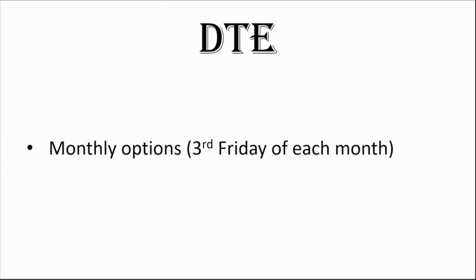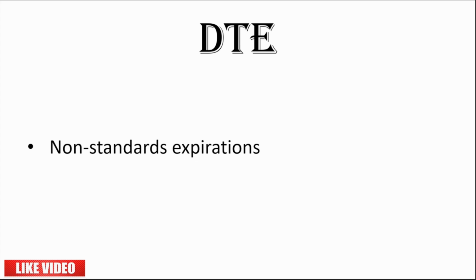Standard expiration cycles cease trading after the market close on the third Friday of each month. But many underlyings also have weekly options that expire every Friday. Some underlying assets even have non-standard expirations, such as Wednesdays after the close or Friday morning.